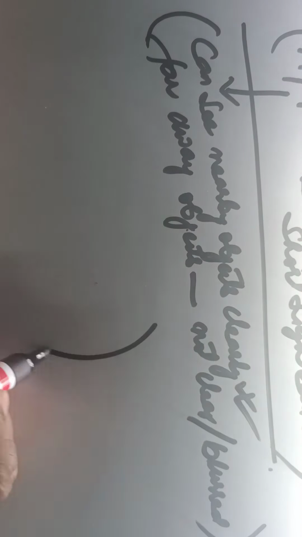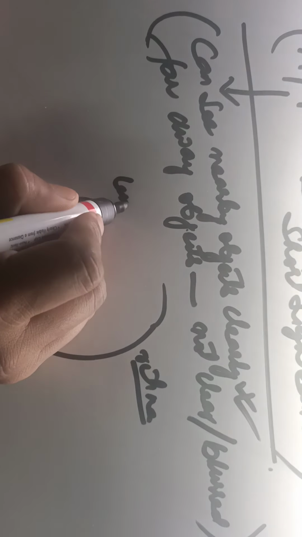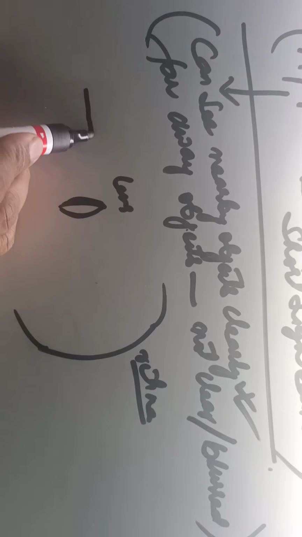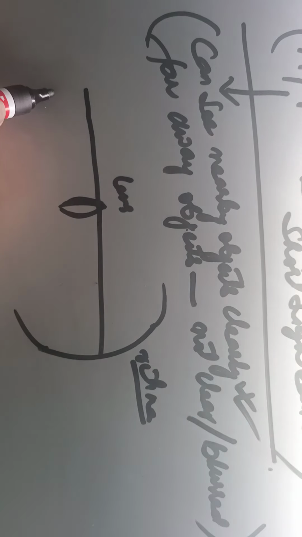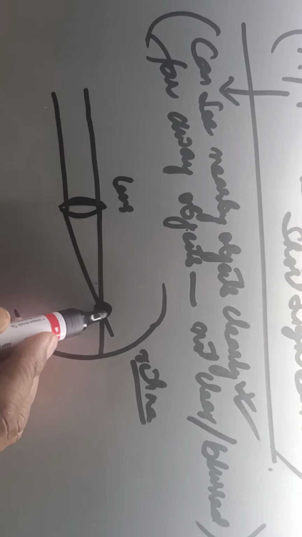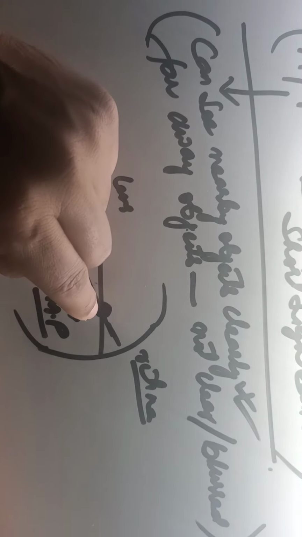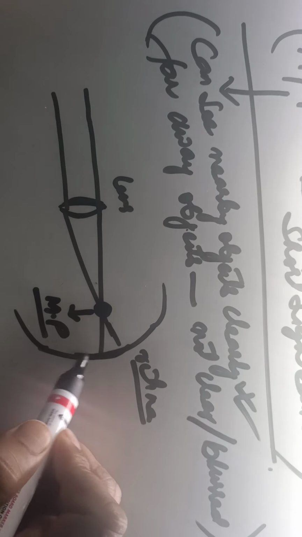If you remember, in the normal eye the rays of light meet on the retina. Let's say this is the eye, this is the retina, this is the lens. In case of a myopic eye, the rays of light coming from an object, you see, this is the problem. For a normal eye, the rays of light should meet on the retina.